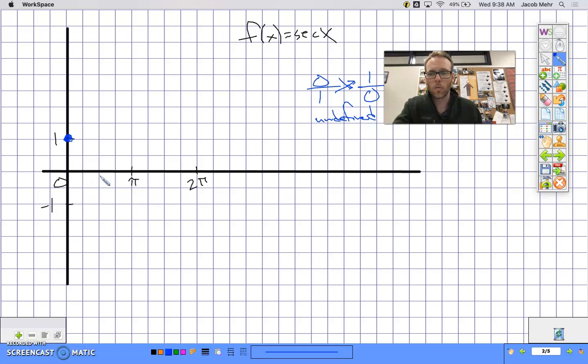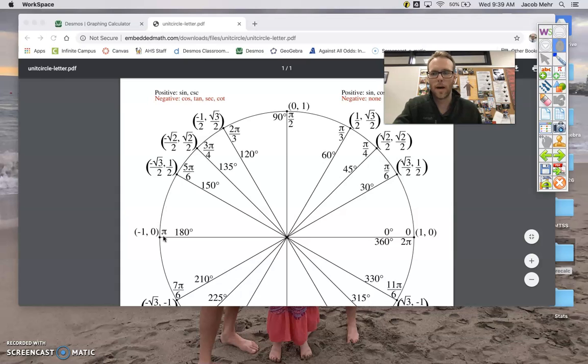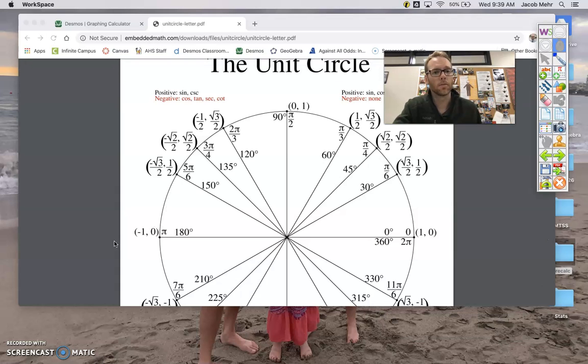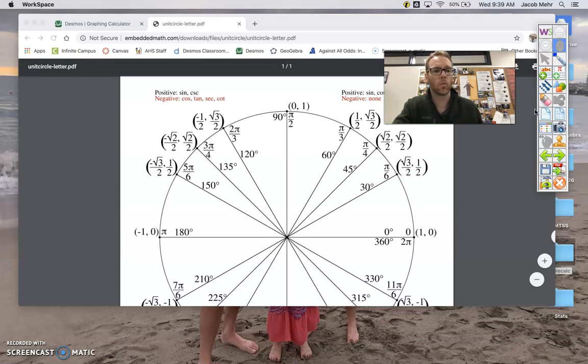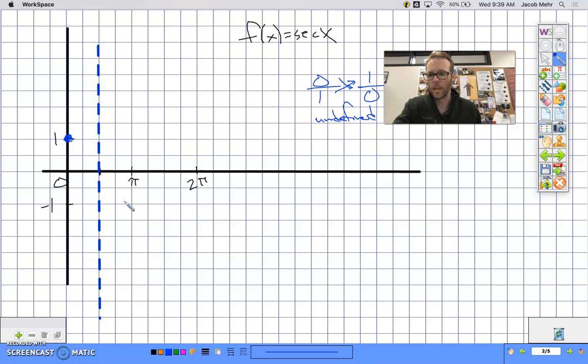So at pi over 2, right here, our function is undefined. That's not a hole, that's going to be a vertical asymptote. All right, let's continue on. Pi, what is the cosine of pi? Cosine of pi is -1. What's the reciprocal of -1? -1.